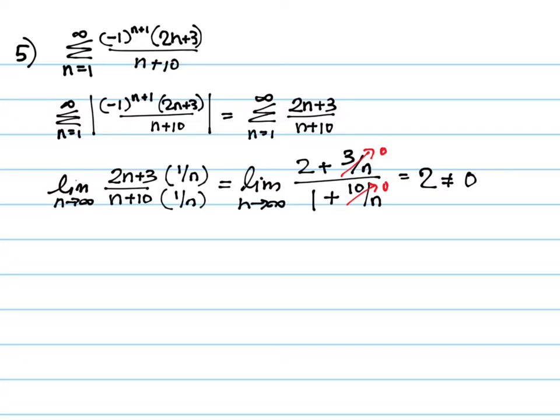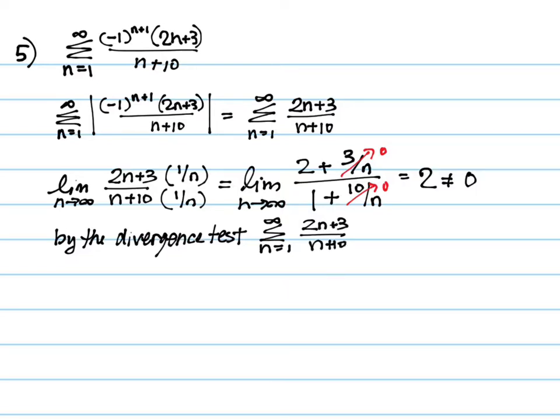Right? So by the divergence test, or the nth term test for divergence, if you will, it's the same thing. By the divergence test, the summation from n equals 1 to infinity of 2n plus 3 over n plus 10 diverges. Now again, that puts us in the same position that the last one did. It fails to converge absolutely. That doesn't necessarily mean it fails to converge, right? We don't know. We have to do more testing, but it's definitely not converging absolutely.